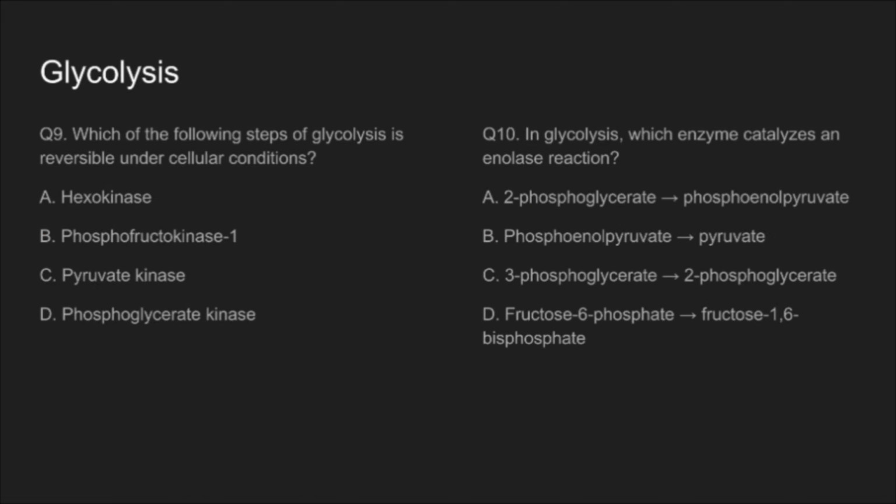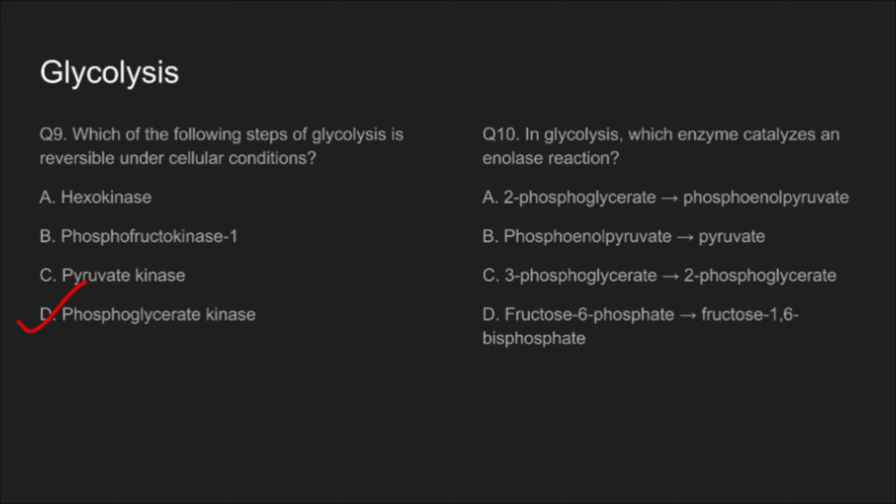Question number 9. Which of the following steps of glycolysis is reversible under cellular conditions? Your options are A, hexokinase, B, phosphofructokinase 1, C, pyruvate kinase, D, phosphoglycerate kinase. The correct answer for this question is option D, phosphoglycerate kinase. The steps catalyzed by phosphoglycerate kinase, aldolase, etc. are near equilibrium and are reversible.